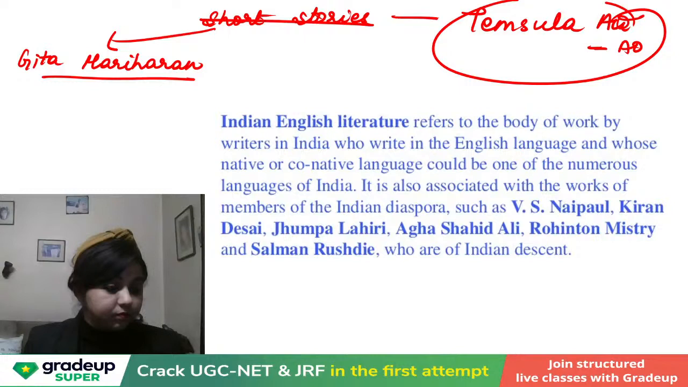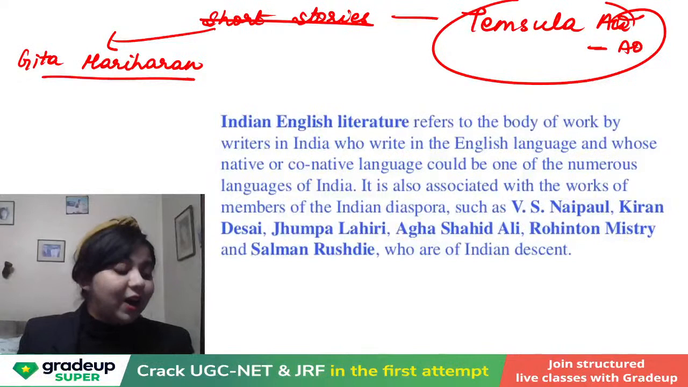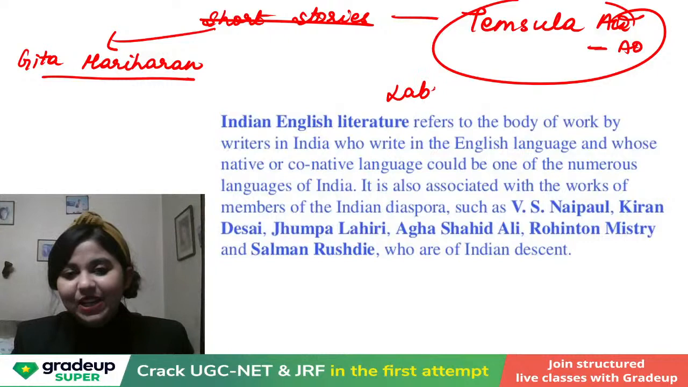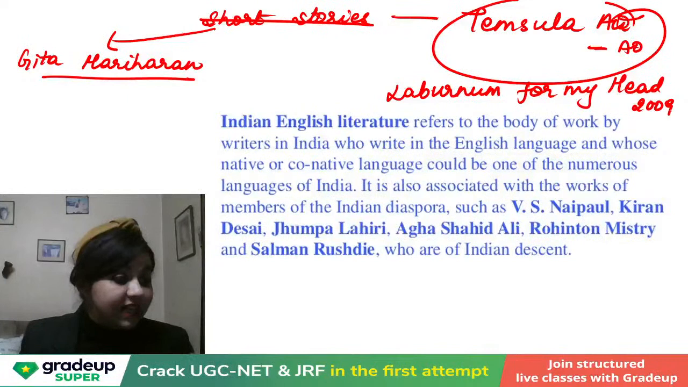So when you're talking about Temsula Ao, she's written Laburnum for My Head. Laburnum for My Head, this came out in 2009. Temsula Ao had written it. Right, and she is a very, very popular Northeast short story writer.